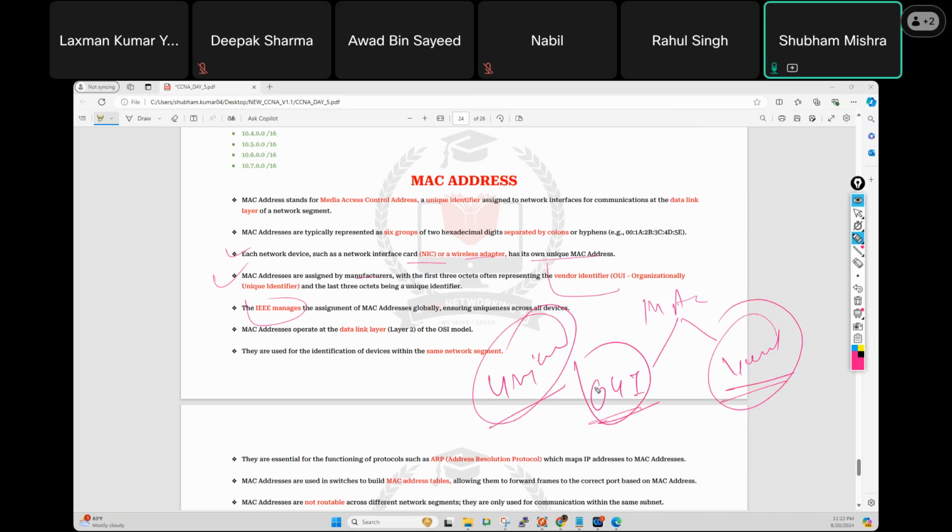Why? Because who is giving the OUI part? IEEE is giving the OUI part. So what is the size of a MAC address, guys? 48 bits, right? So let's suppose this is 24 bits, which is called OUI, and this other 24 bits is called vendor assigned. Getting my point, everyone?